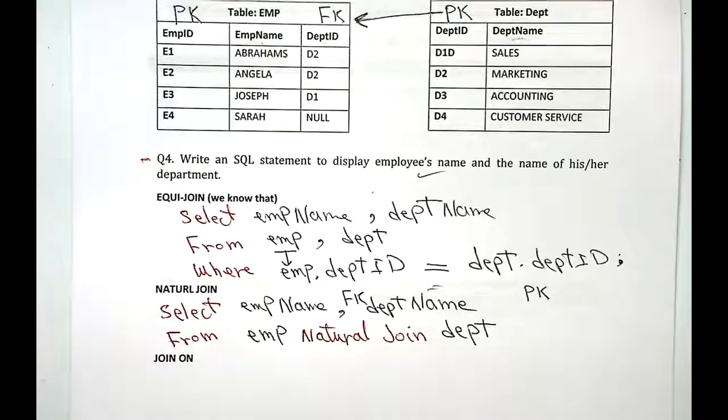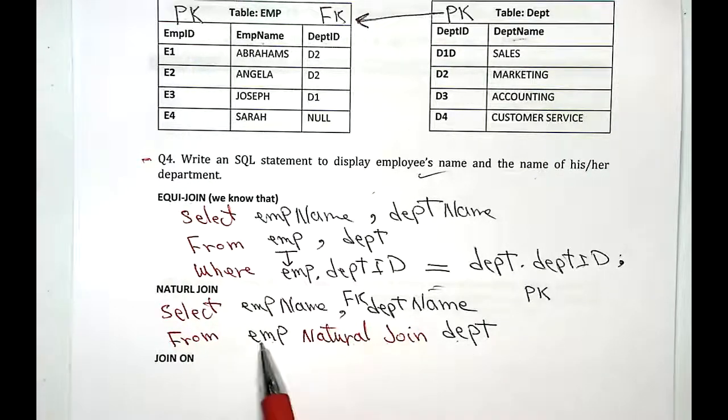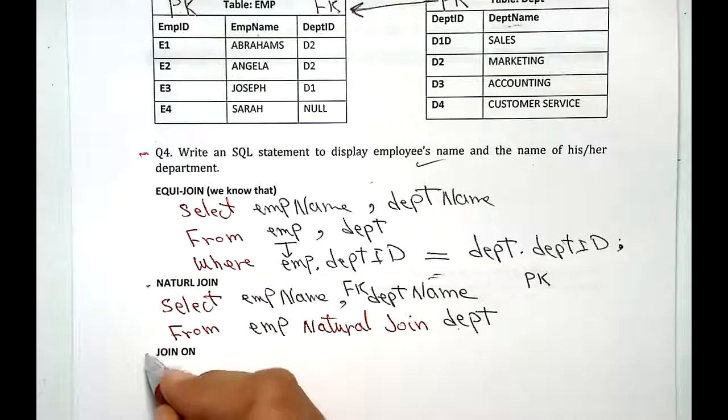So I don't have to specify what is the primary key in the department table and what is the foreign key in the emp table. Natural join will find the common field or column between these two tables and it will join based on this common field. If there is another common field which is not a primary key, it will also do the matching. So this is a different way to join. Another way, and this one is important.